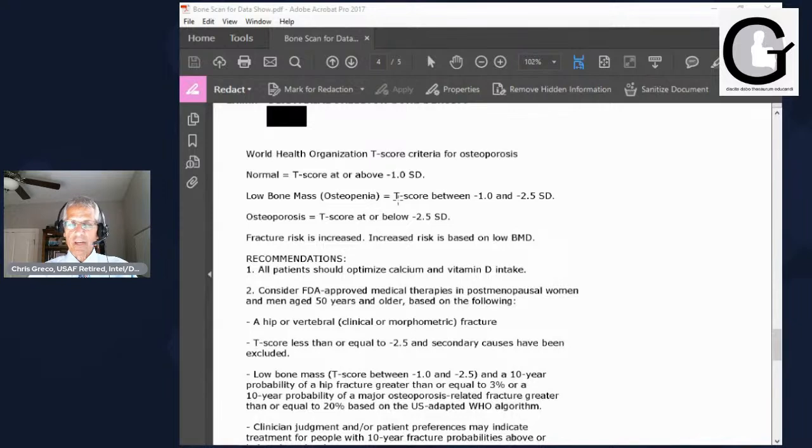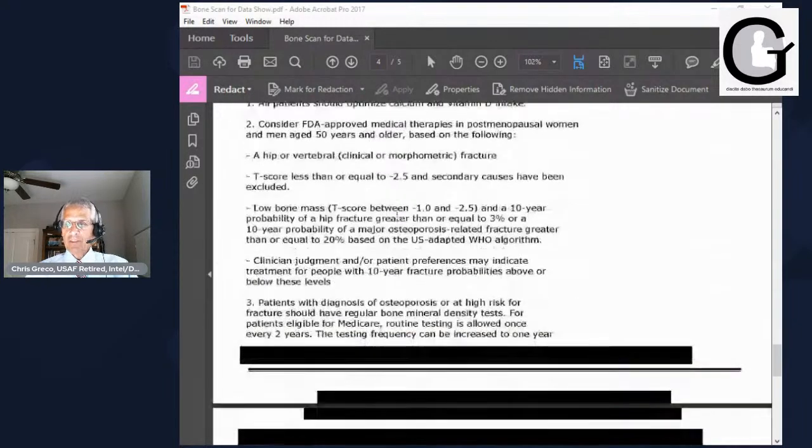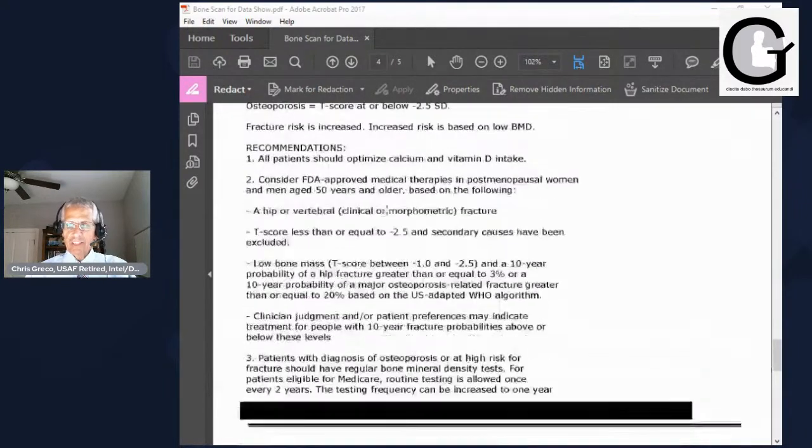Remember, T-score at or above negative 1.0 is normal. And then they talk about different aspects and what patients should do and all that stuff. But this is an actual application of a statistical method.